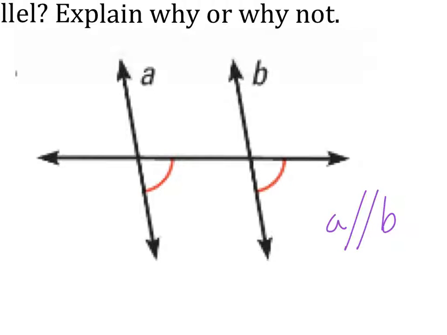So remember, it all goes back to the first 4 statements. If corresponding angles are congruent, then A is parallel to B. If alternate exterior angles are congruent, then A is parallel to B. If alternate interior angles are congruent, then A is parallel to B. All right, that's the idea.